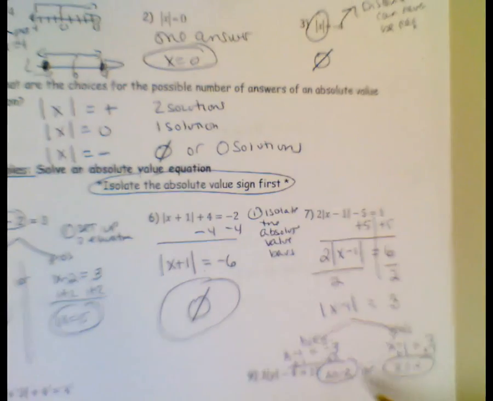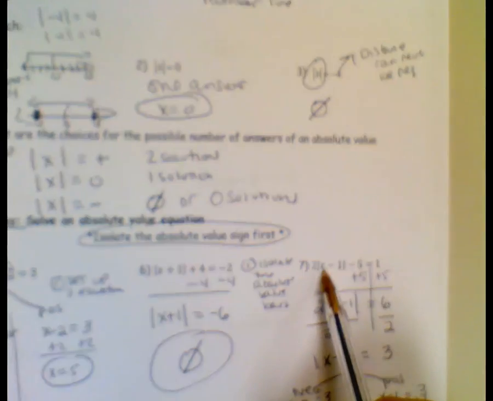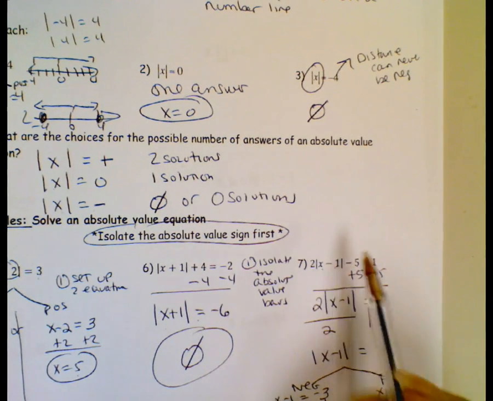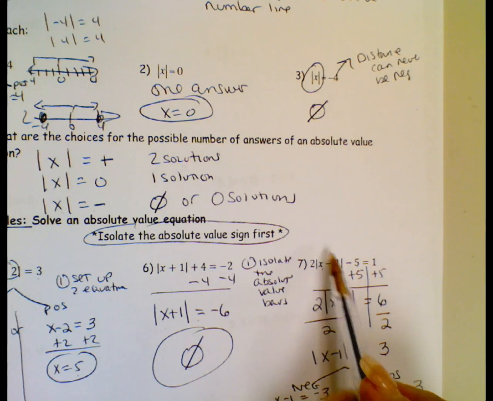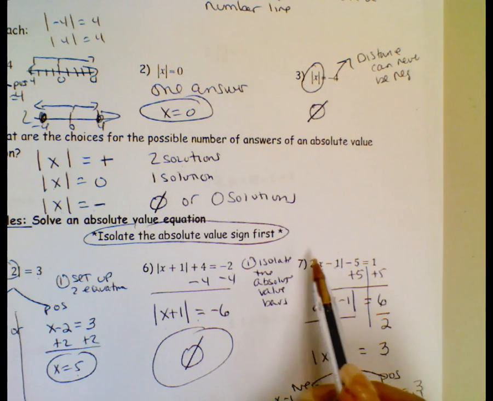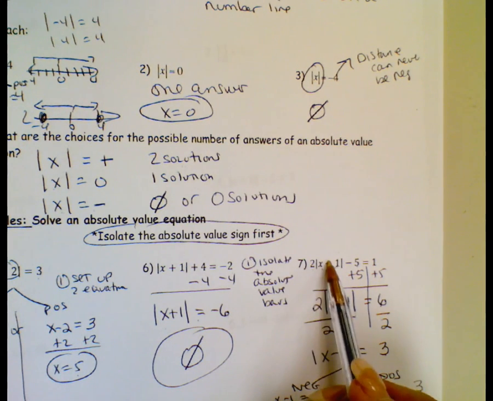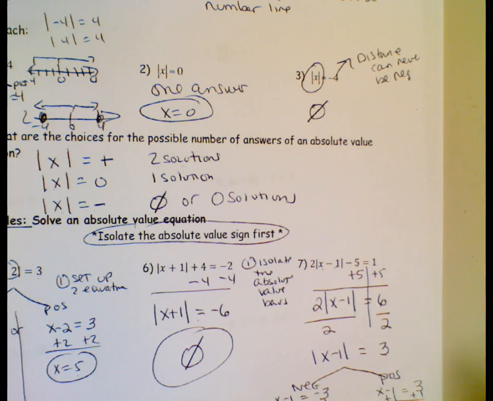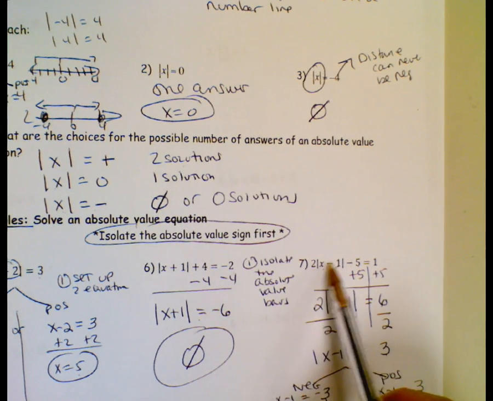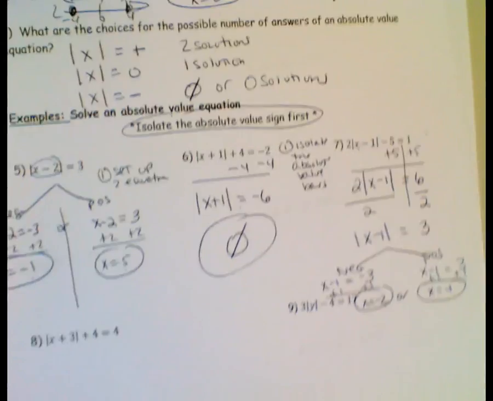Let's see if that makes sense. Negative 2. So negative 2 minus 1 is negative 3. The absolute value of negative 3 is 3. 2 times 3 is 6. 6 minus 5 is 1. 4. Plug in the 4. 4 minus 1 is 3. The absolute value of 3 is 3. 2 times 3 is 6. 6 minus 5 is 1. All right, those are your answers.